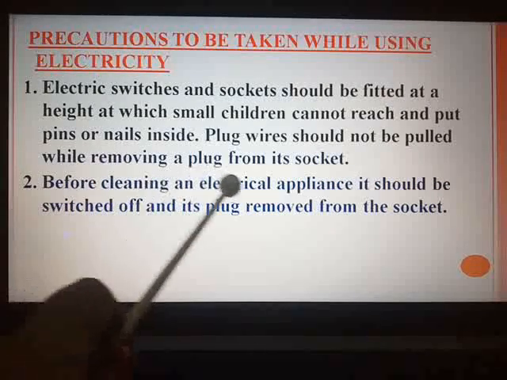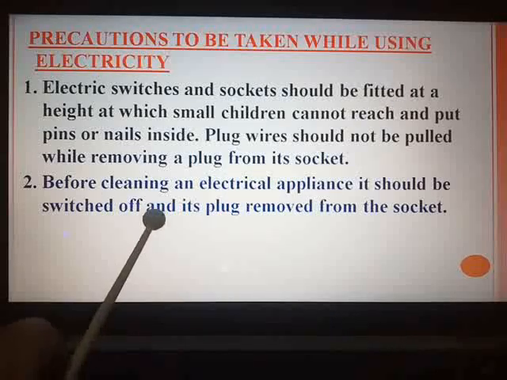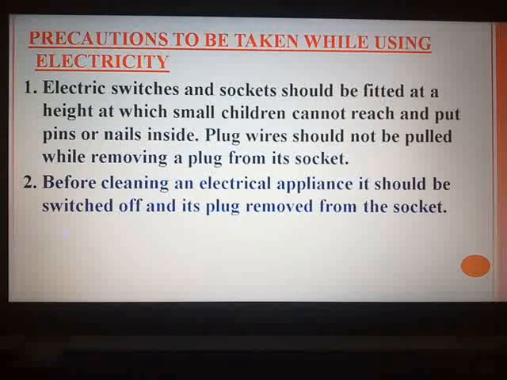Before cleaning an electrical appliance, it should be switched off and its plug should be removed from the socket. Many a time women have the habit of cleaning the mixers, the refrigerators, and you can see that it is done in the position where the plug is not removed from the socket. And when you are cleaning an electrical appliance, many a time you make use of wet clothes, and water is a good conductor of electricity. So it is really dangerous to clean an electrical appliance when the plug is still inside the socket. So remove it and switch it off, and then you can clean it.